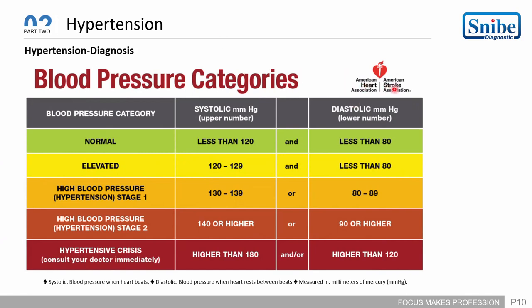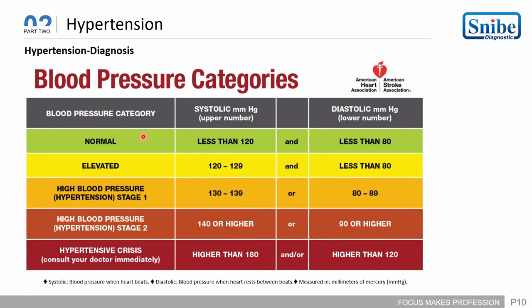If you talk about blood pressure categorization, according to the American Heart Association and the American Stroke Association, there are the blood pressure categories of normal, elevated, high blood pressure stage 1, stage 2, and hypertensive crisis. These are based on systolic and diastolic blood pressures. Systolic is the blood pressure when the heart beats, and diastolic is the blood pressure when the heart rests between beats. It is measured in millimeters of mercury, mmHg.